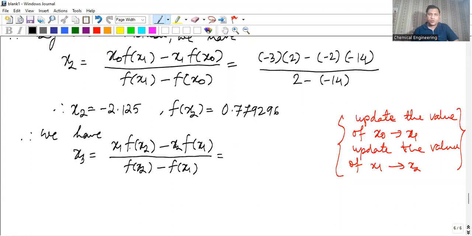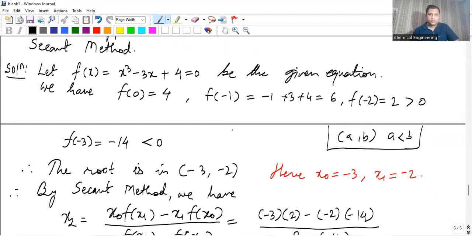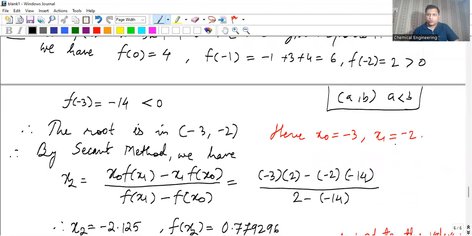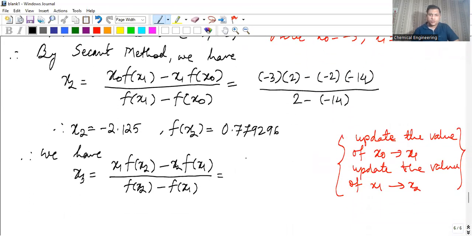So let us calculate this. What you got here, x1. What is the value of x1? Is it minus 2? x1 is going to be minus 2, no? So x1 is minus 2. f of x2 is going to be 0.779296.